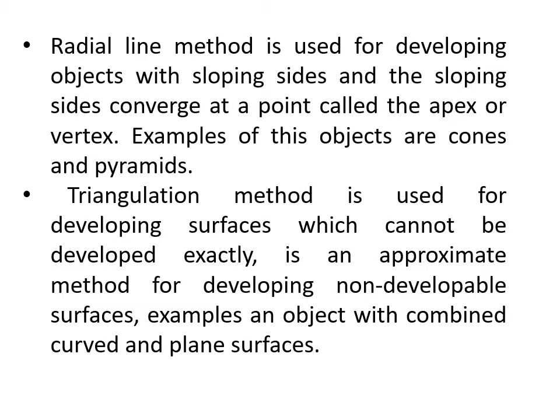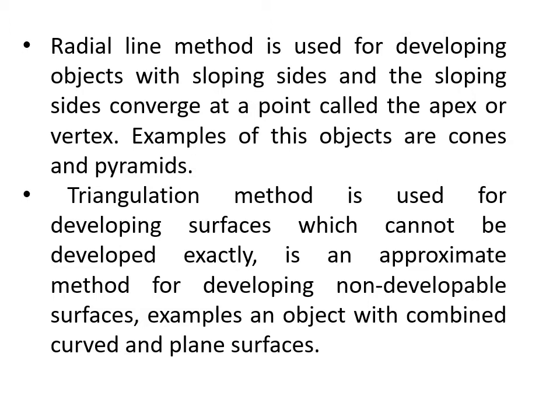Now we have the second one, which is called radial line method. It's used for developing objects with sloping sides, and the sloping sides converge at a point called the apex or vertex. Examples of these objects are cones and pyramids. Now, if you look at a cone and pyramid, their elevations are the same, a triangle. A triangle has a vertex or apex. That's how these objects are.